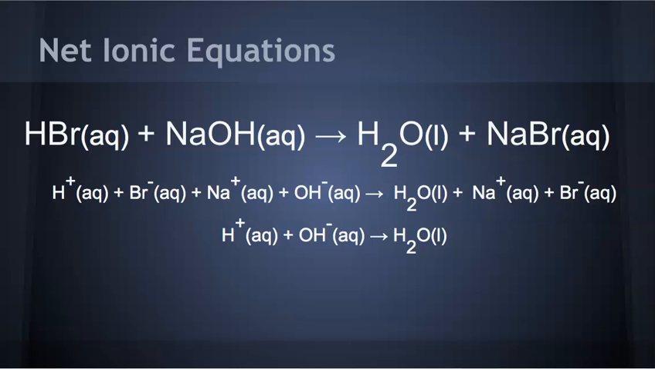sodium bromide. Our total ionic reaction is H plus, Br minus, plus Na plus, OH minus makes H2O, Na plus, and Br minus. We can see that we have Na plus and Br minus on both sides. The only things left over in our net are H plus, OH minus, and H2O. This will always be your net ionic equation for any neutralization or acid-base reaction.